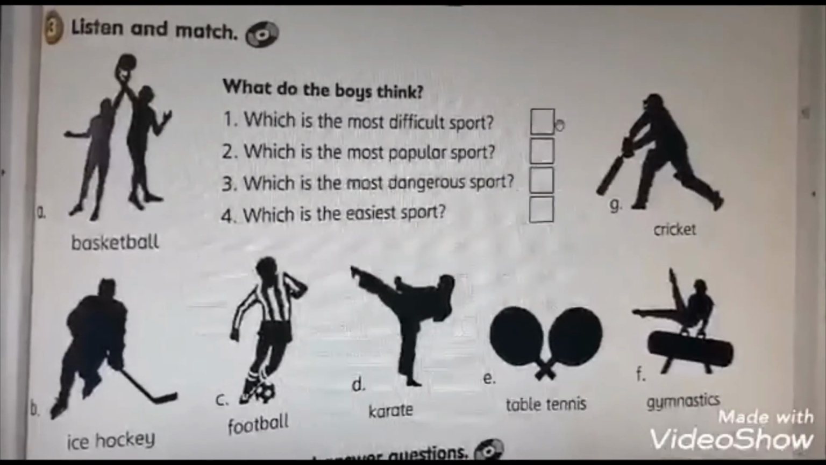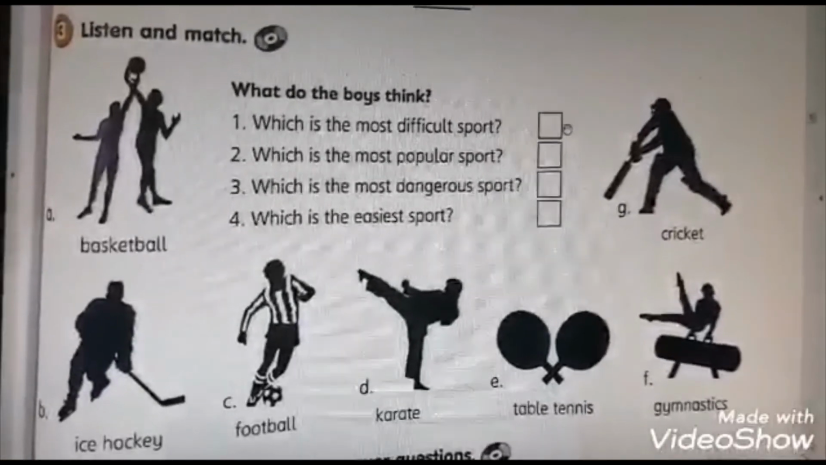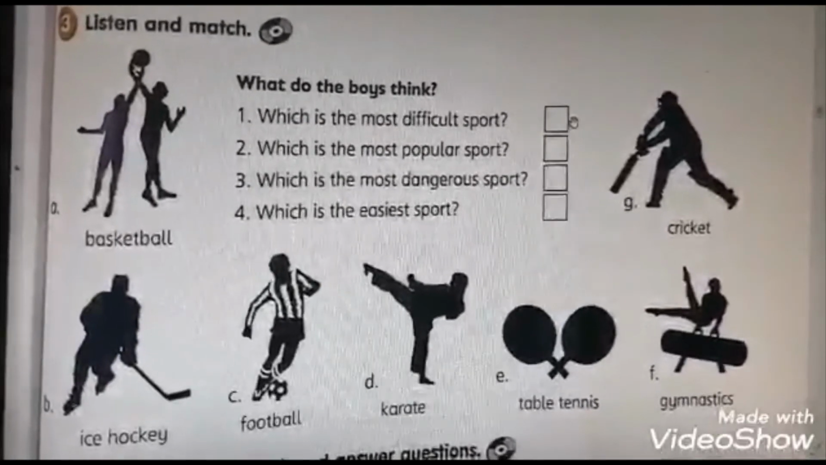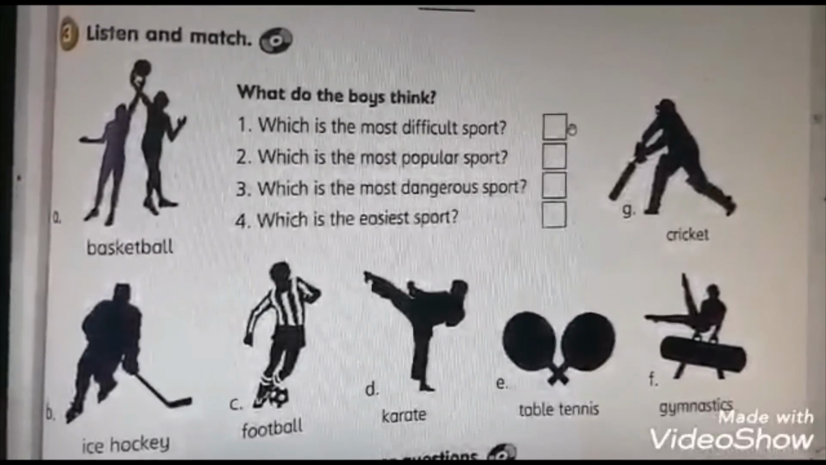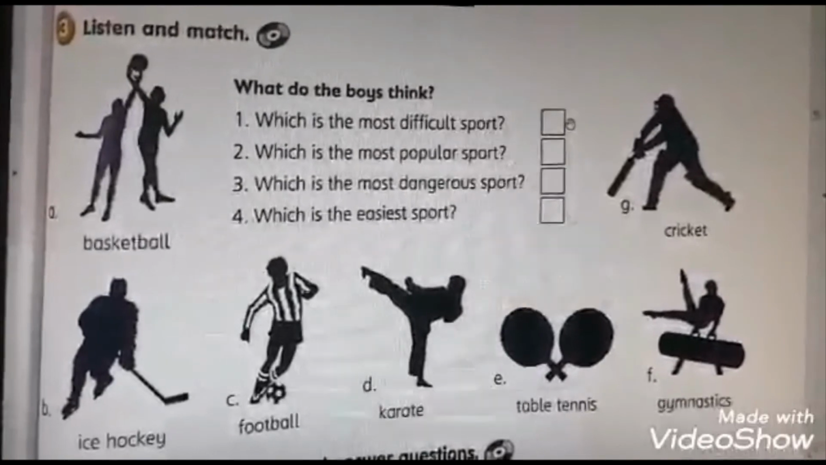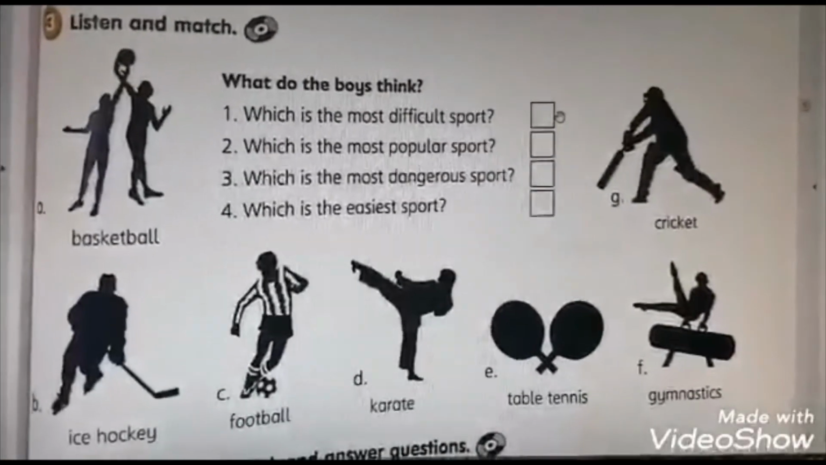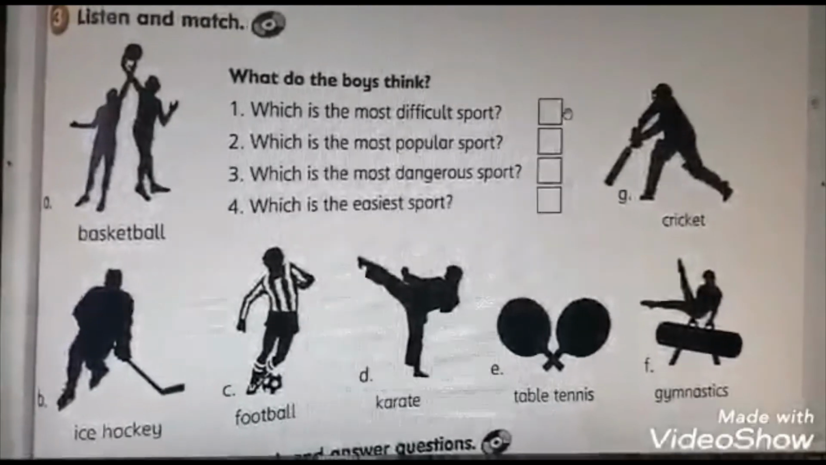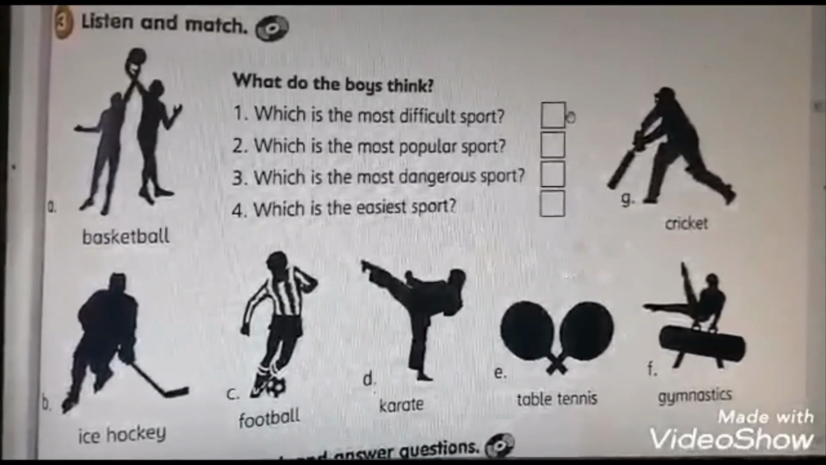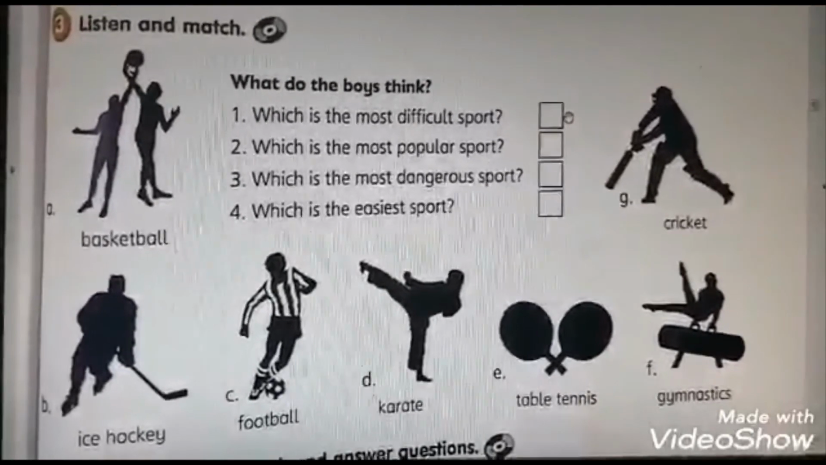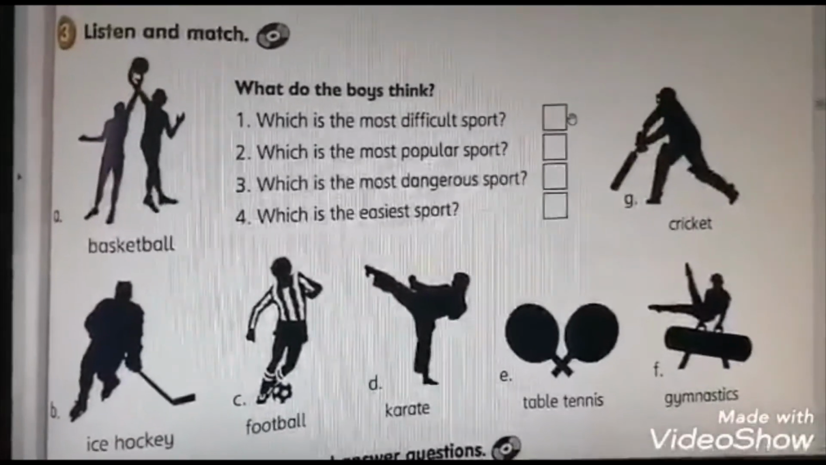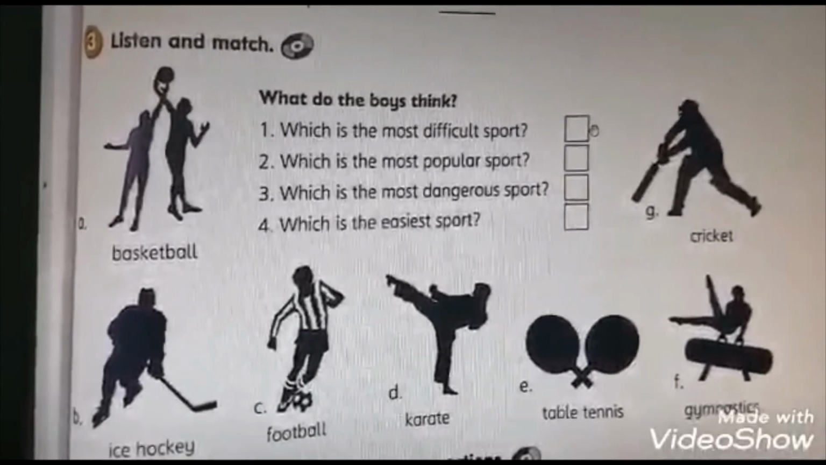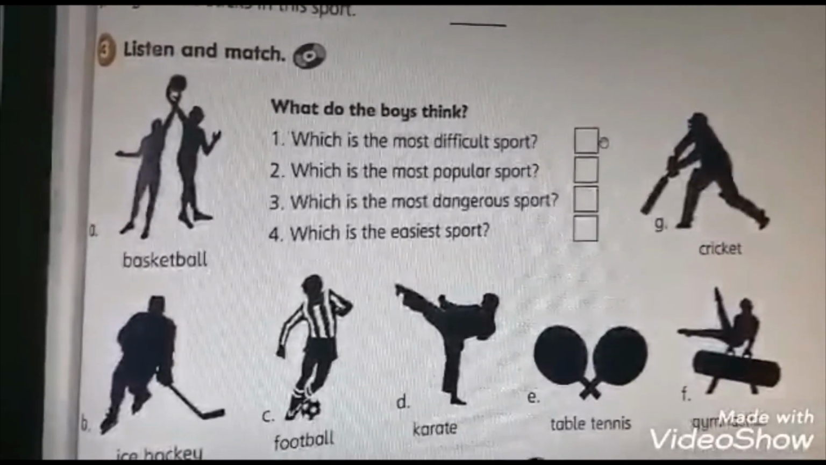We already learned how to talk about something using adjectives with more than 2 syllables; for these adjectives we use most. So listen carefully and write A, B or C. The options are below the question. Are you ready? Okay, I'm going to play the CD. Listen carefully. You can repeat this listening part and then answer your questions.